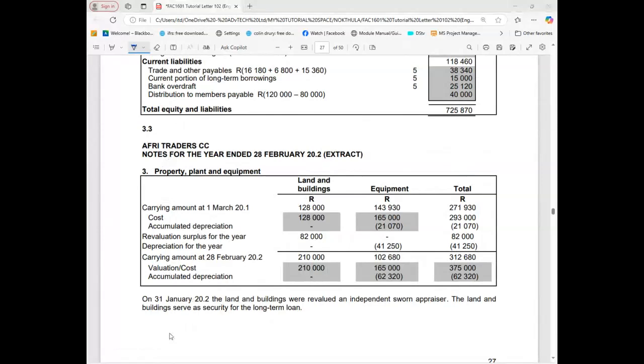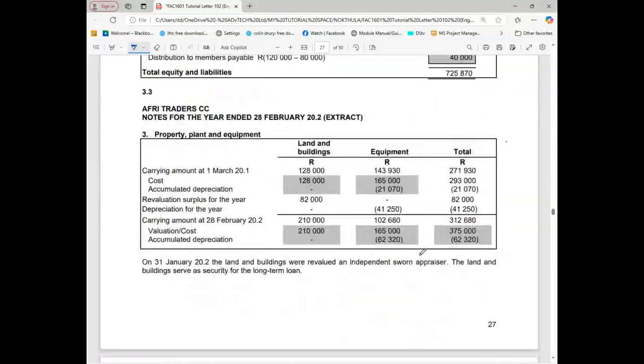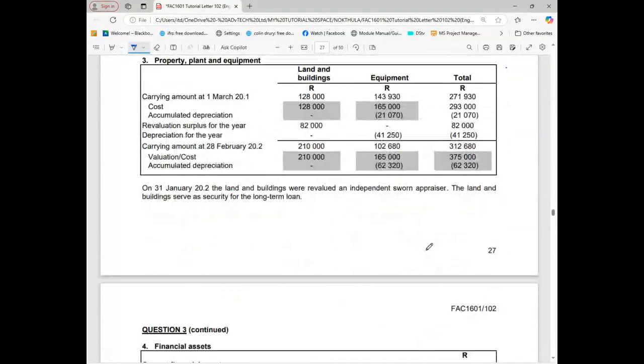The question said only the following notes for the year: property, plant and equipment, financial assets, and financial liabilities. But they can choose whatever, so whatever they choose, you must know how to do that. You need to learn the format first, because otherwise you won't be able to do it. Knowing the format means you must know what is required.